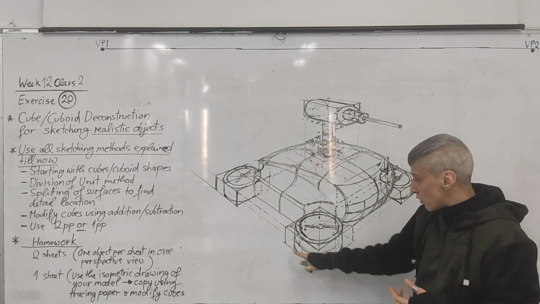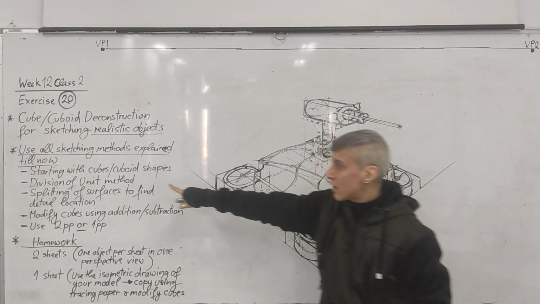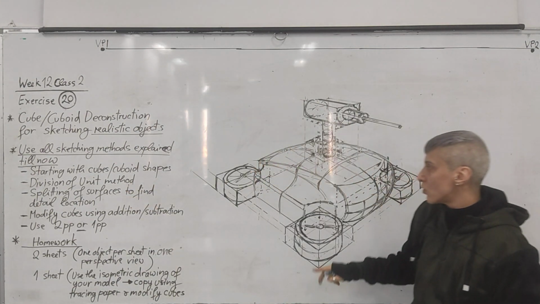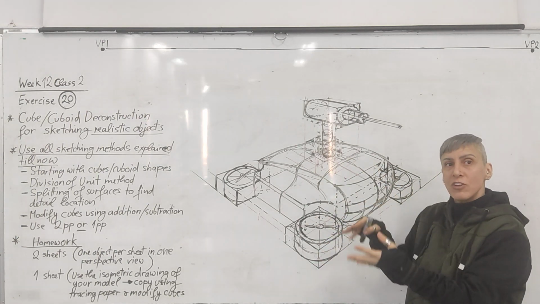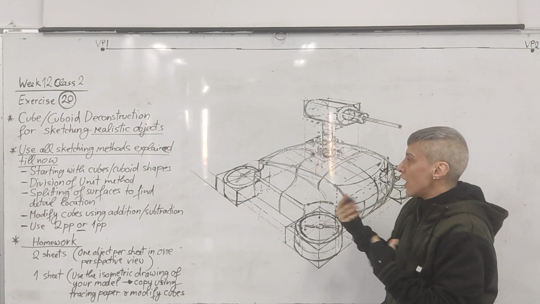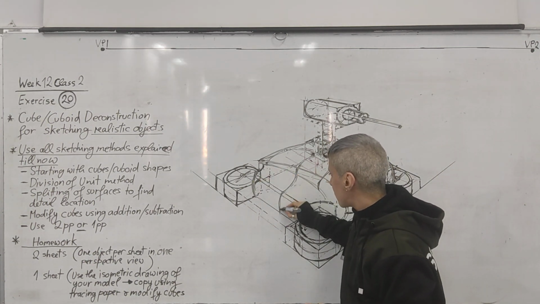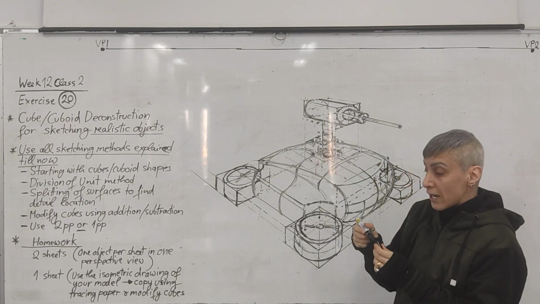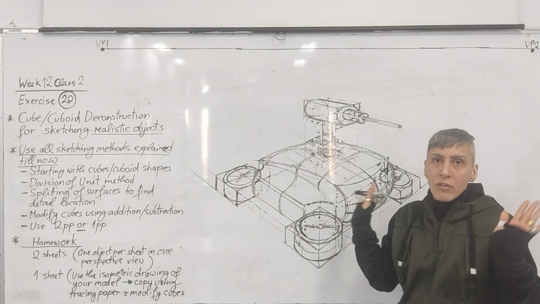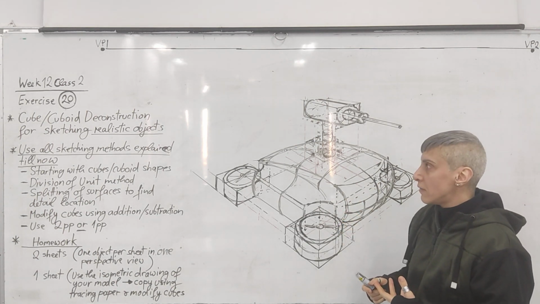But it must have a lot of details and try to make it as realistic as possible. So when you start, how did we start? With a cuboid here. Then I divided it, used the division of the unit method. Then I started adding things. Then I started modifying things, changing the straight lines into curves, and more details until we end up with some kind of a final object. So you will have to sketch and draw, but with details.